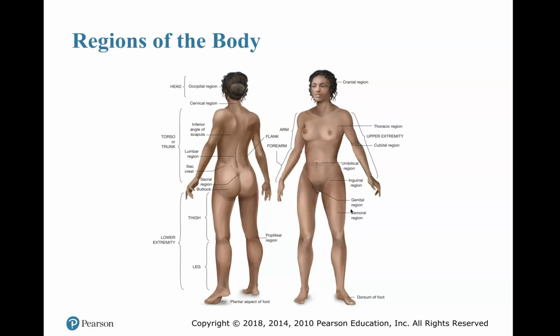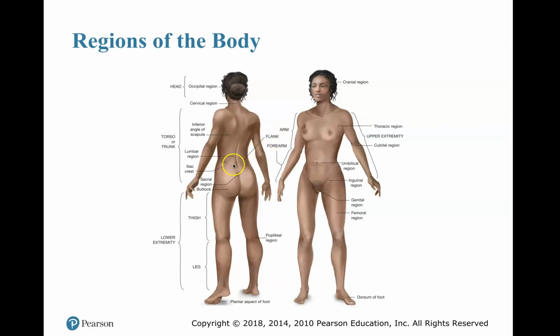Here are the regions of the body. We have the head, the occipital region, the cervical region, and then the torso or trunk, which has the inferior angle of the scapula. Scapula meaning that is your shoulder blades, as we call them in layman's terms. The lumbar region here. The iliac crest, which is that bone right there in our pelvic region.